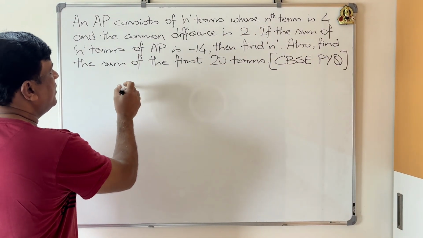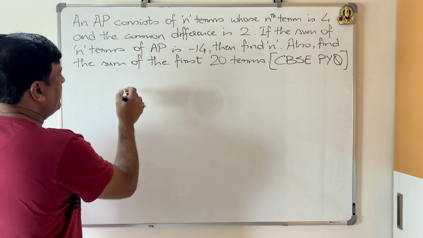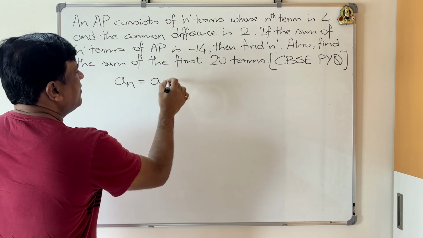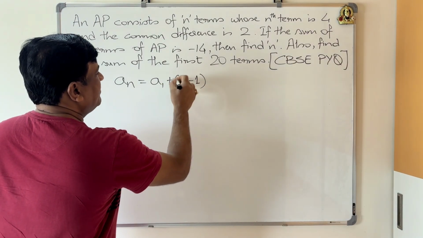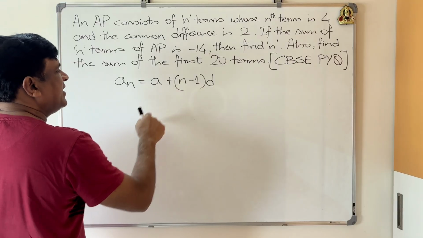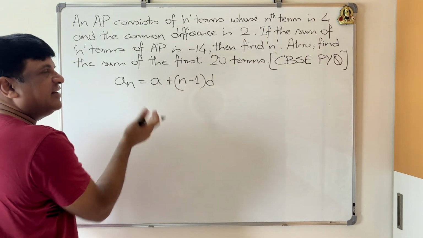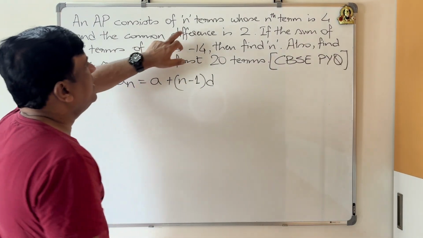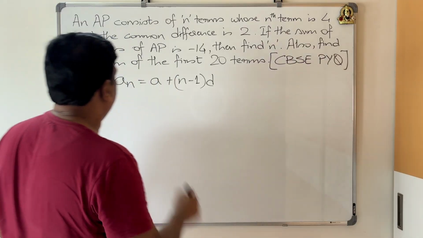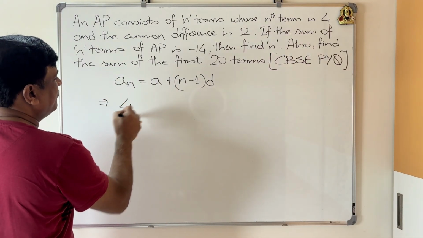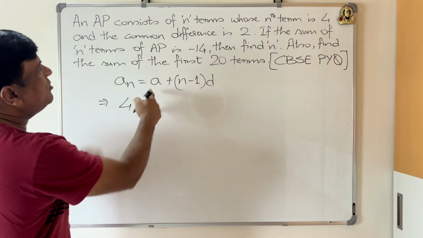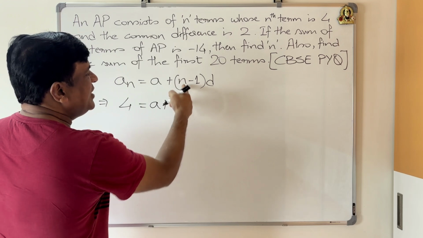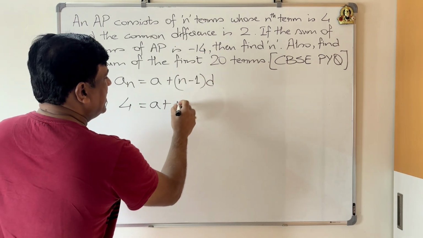So what is the general term for AP? We have that an is equal to a1 plus (n minus 1) times d. You need not write a1, you can use a also. A signifies the first term in that particular series always. So what did they give you over here? They told that the nth term is 4. They did not give us the a. We don't know the first term, leave it as a, plus we don't know n. Leave it like that.